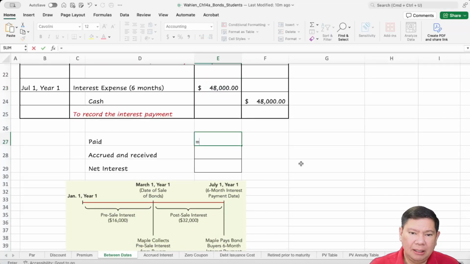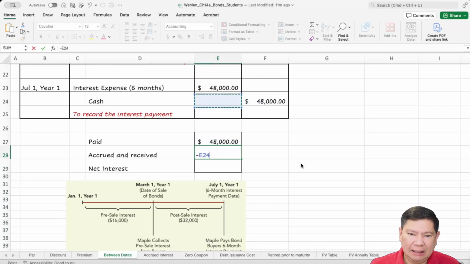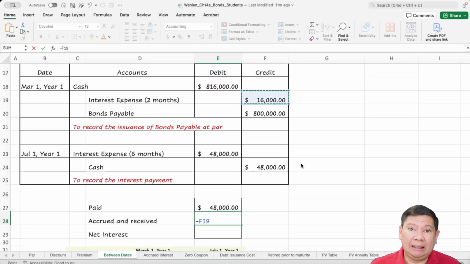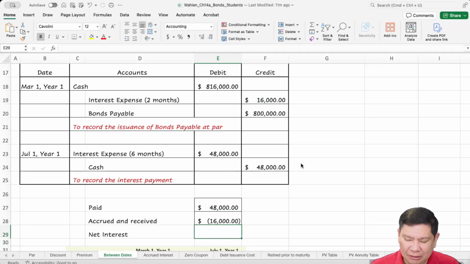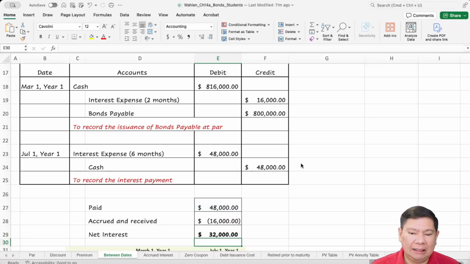Okay, so paid $48,000 cash, okay, minus the interest expense portion we receive from the lenders, $16,000. So the net interest actually is $32,000 for the 4 months that they have to pay to the investors or the lenders.